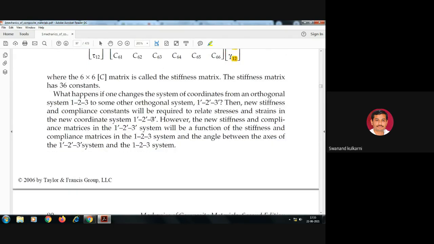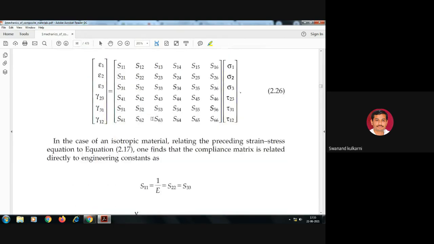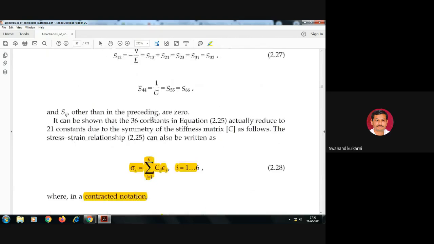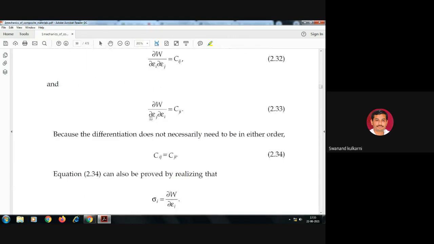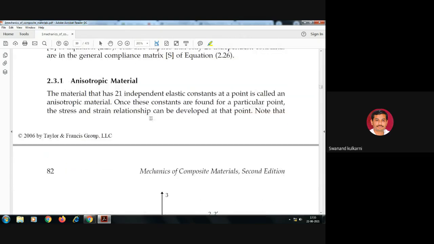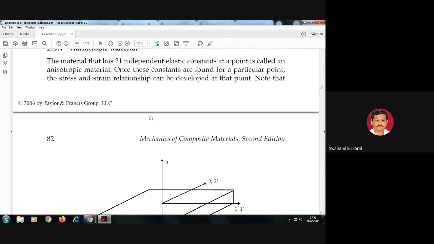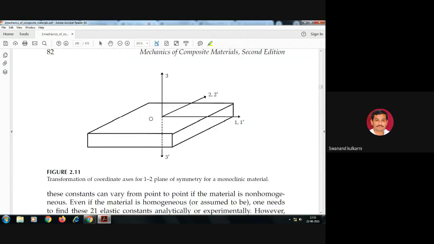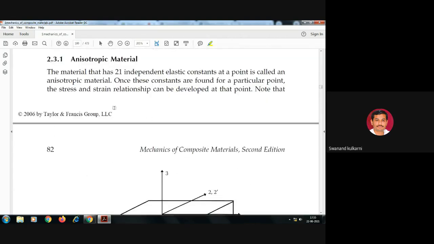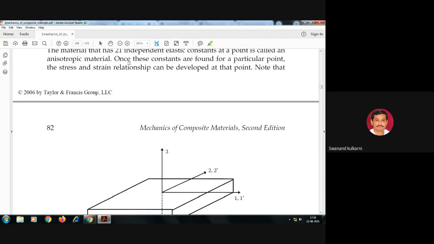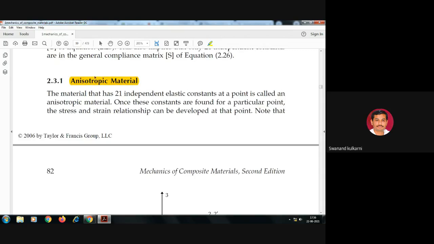Is it okay? So when the material type changes, how many constants we should take into consideration, that part comes into existence, and accordingly we have to make that relationship with each other. Now let us understand the concept of isotropic material. With this concept of isotropic material, we will stop this lecture.